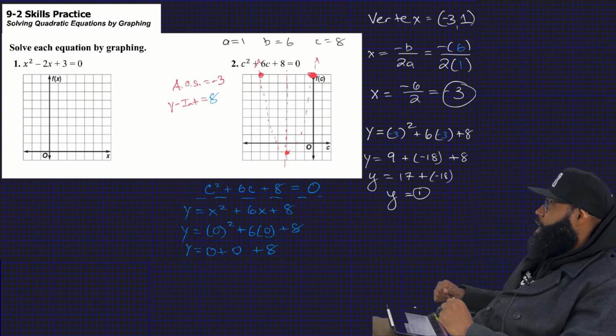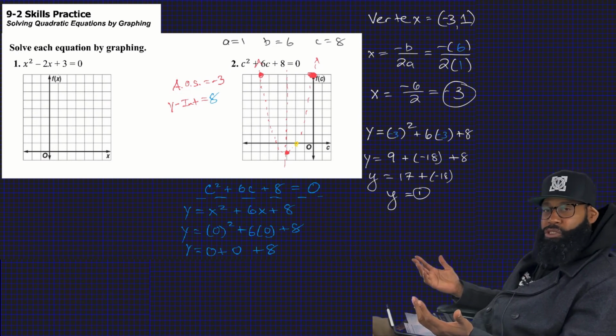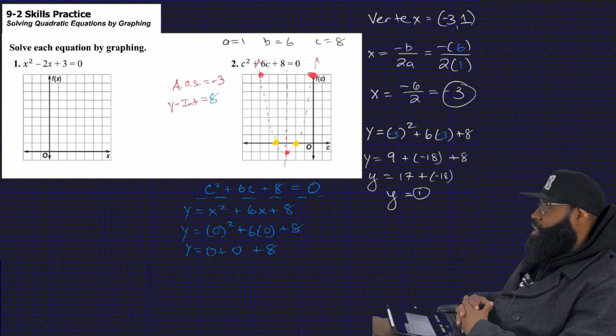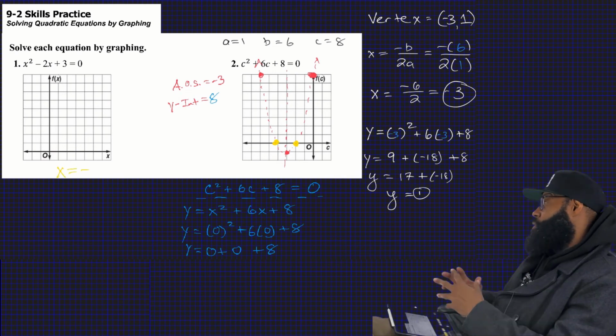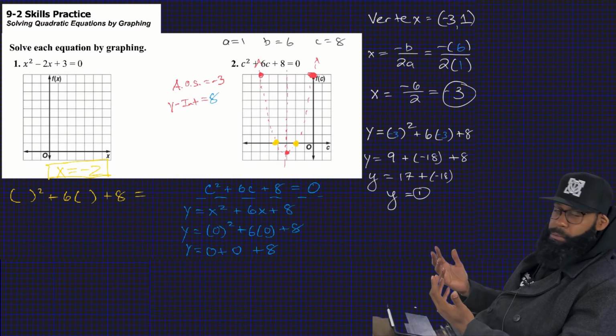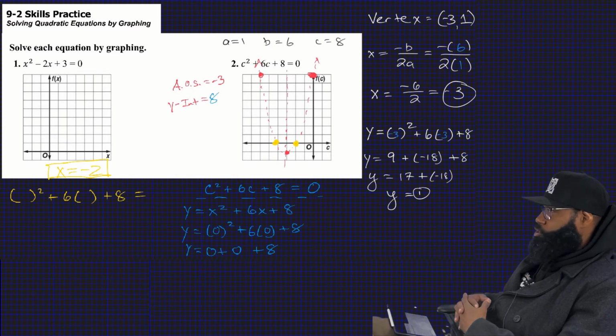But at the end of the day, guys, you're trying to get a solution. You're trying to find out the value. So where does it cross the x-axis? At 2 locations. It crosses at -2 and at -4. And that's what you got.